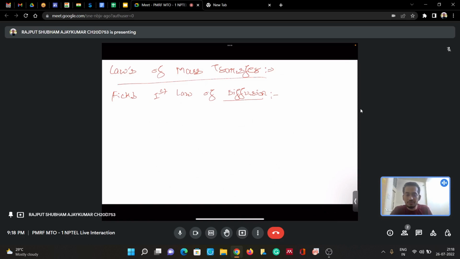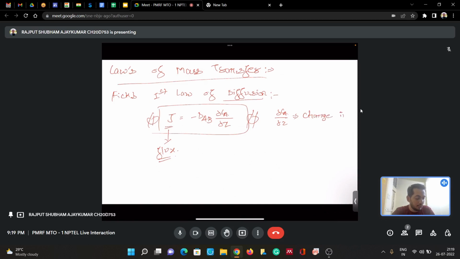So what is Fick's first law of diffusion? If I write Fick's first law of diffusion in mathematical terms, it will be J of A is equal to minus D_AB del C_A by del Z. This is the basic first law of diffusion. Now I will explain what the terms in this equation are. J is known as the flux. The flux of A with respect to B is directly proportional to the change in the concentration gradient. So del C_A by del Z is the change in the concentration gradient of molecule A in the Z direction.